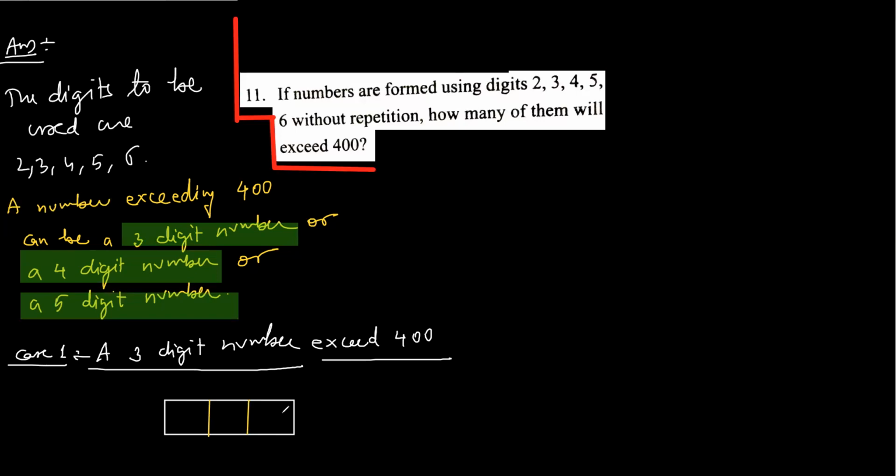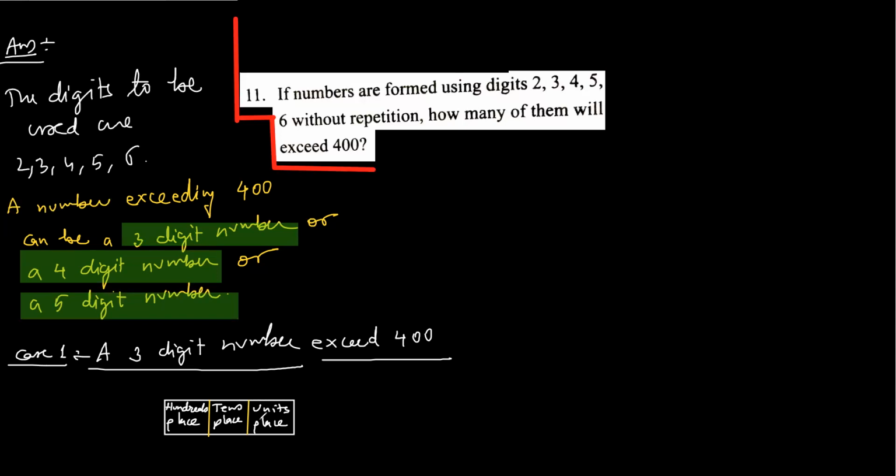A three-digit number. Here you have units place. You see this units place. Then here you have tens place. And here you have hundreds place. Hundreds place. Okay. Now see here, students.